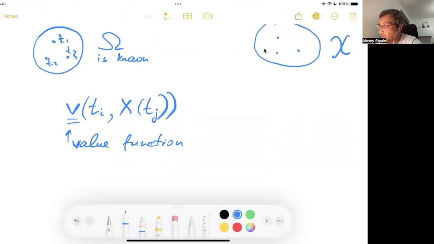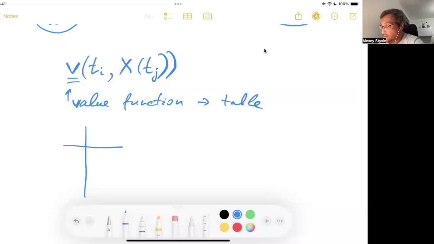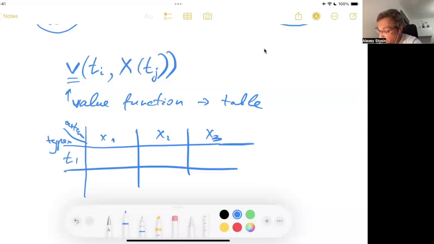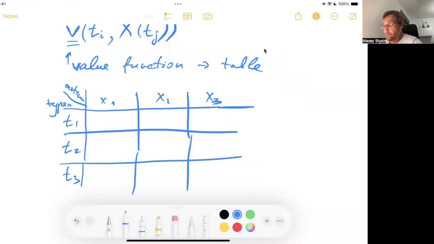But for this motivating example, the value function is just a table. So what is this table? The table looks like this. We have types here and outcomes here. So it's going to be outcome x1, outcome x2, outcome x3. And here we have type 1, type 2, type 3. But you can imagine any dimension of this table. This table could have more types than outcomes, more outcomes than types, not a problem. And every cell in this table contains a number of coins.